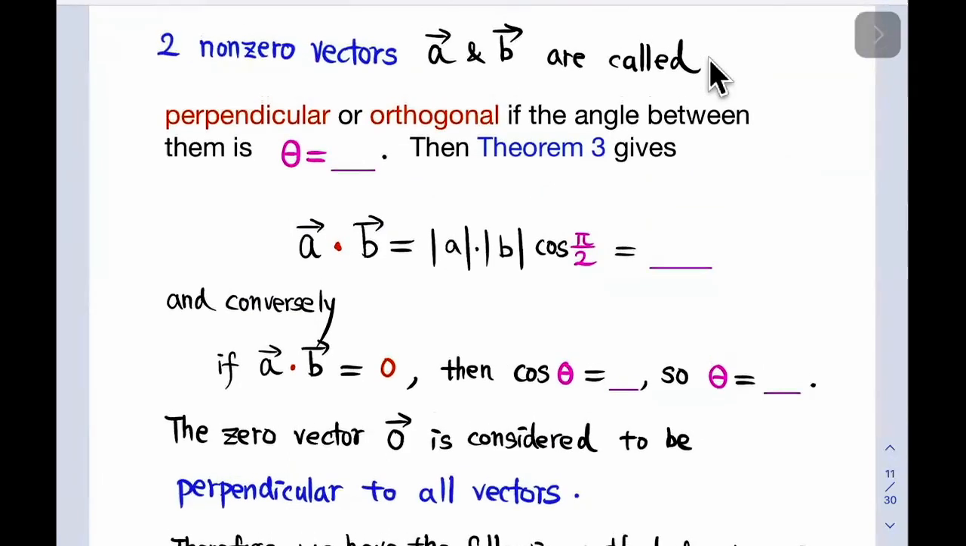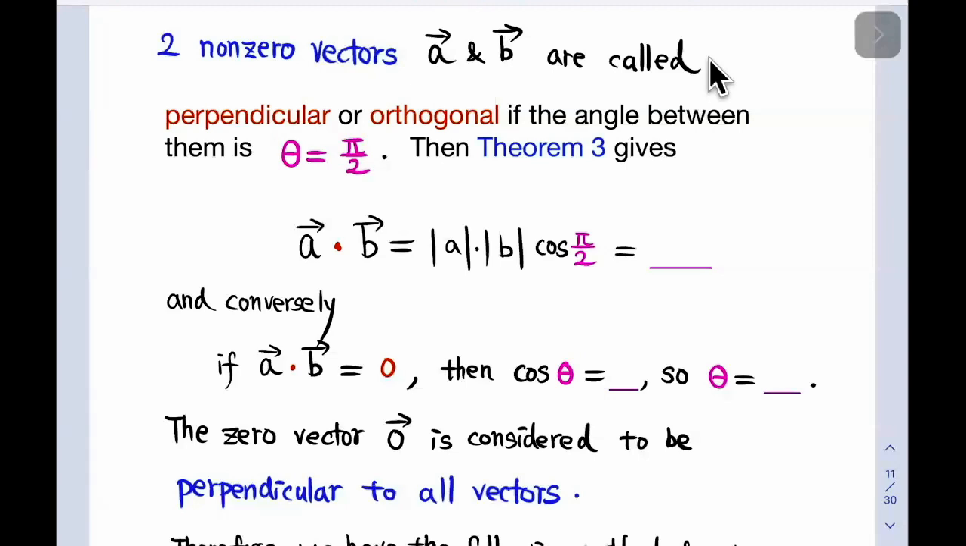Now, let's think about this, okay? Two vectors are perpendicular or orthogonal if the angle between them is what kind of angle? When two vectors are orthogonal, perpendicular, what kind of angle? 90-degree angle, or in radians, it is pi over 2. Yes, you got it. Okay, so that will be pi over 2.